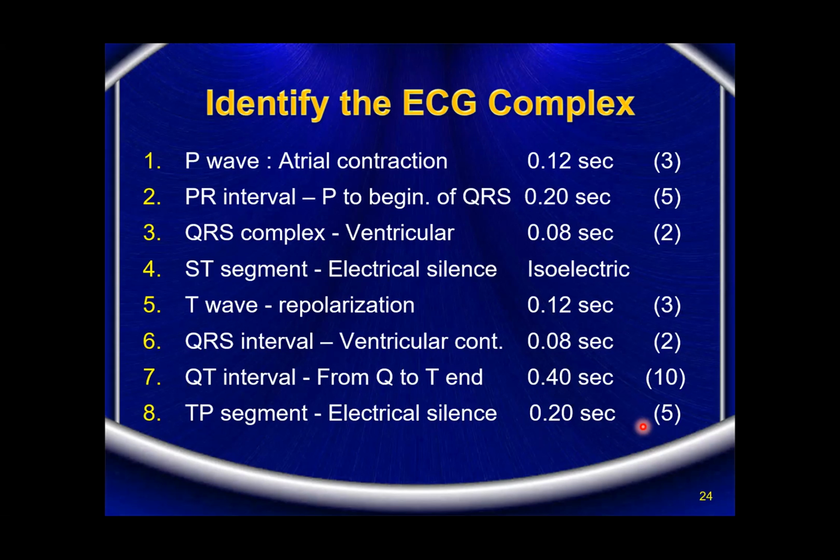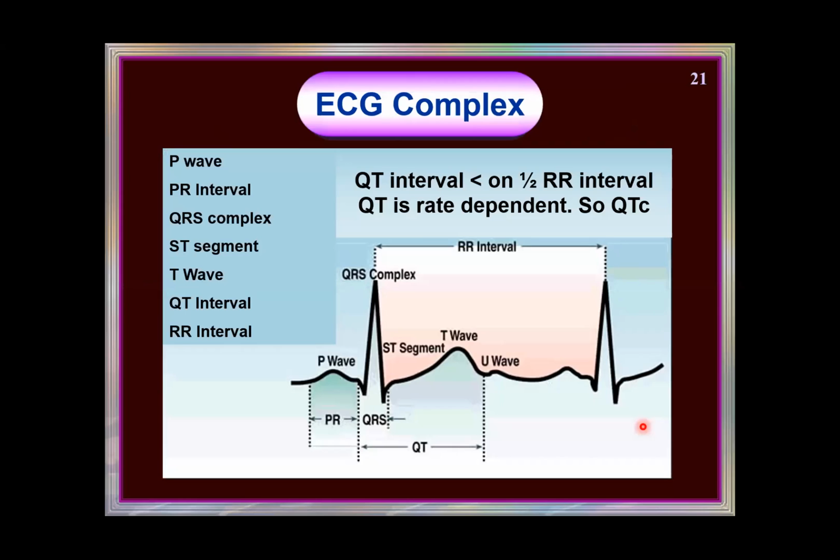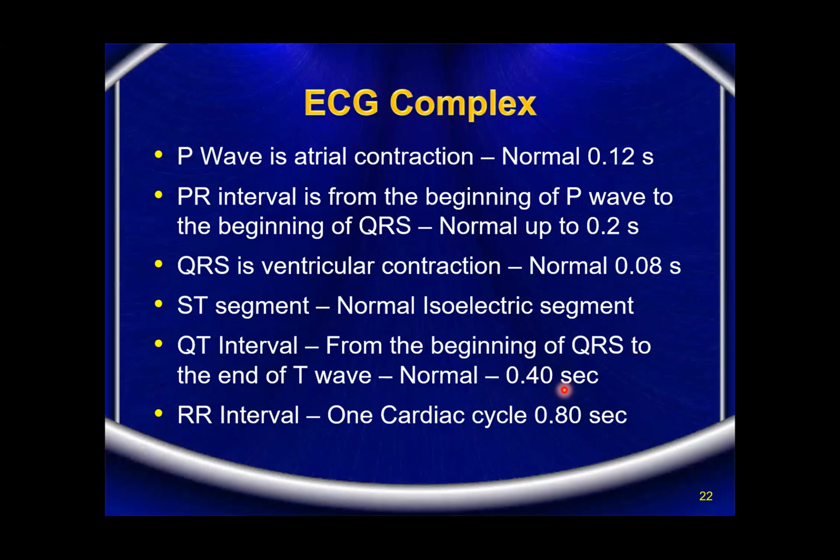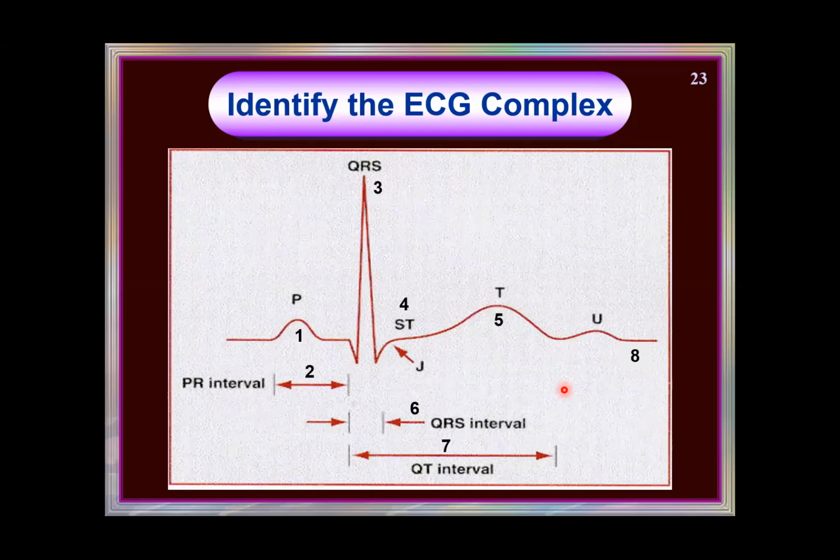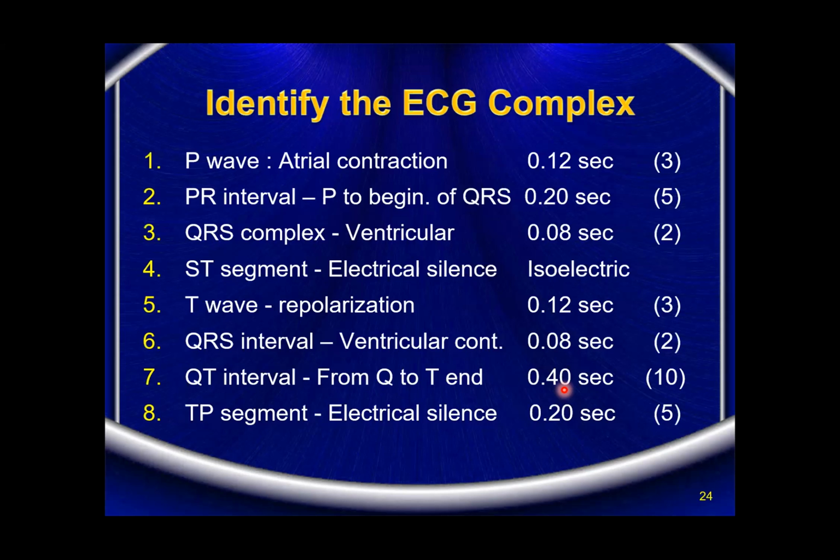The QT interval, from the beginning of the Q wave to the end of the T wave, is 0.4 when the cardiac cycle is 0.8. It is roughly half of the cardiac cycle. It is dependent on the rate. So we require a corrected QT interval, which is called the QTc. Then there is what is called the TP segment. I didn't tell you. The TP segment is this one. This is the T wave, and this is the next P wave. So between the T wave and the P wave, there is one segment which is again electrical silence, where between two cardiac cycles the heart briefly takes a little rest, and that is 0.3.